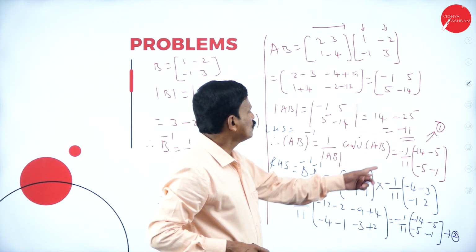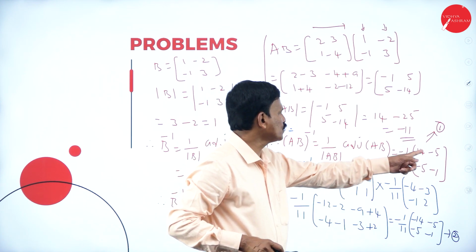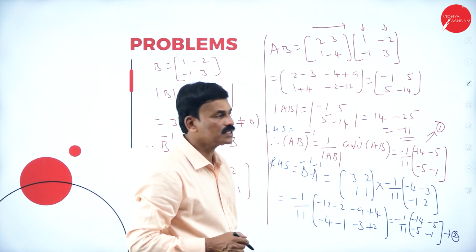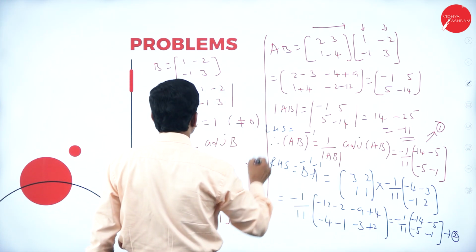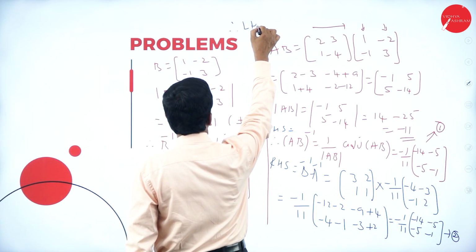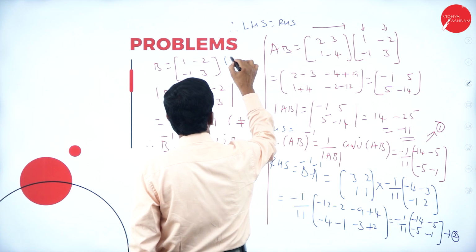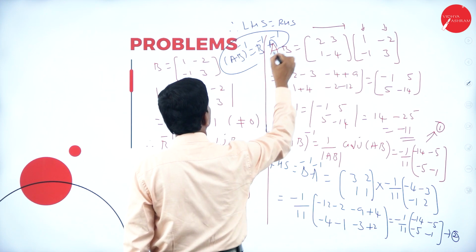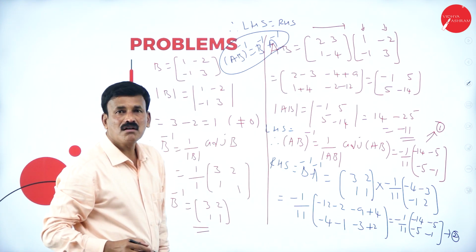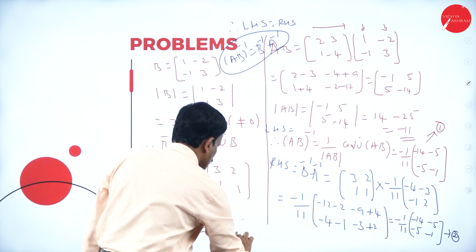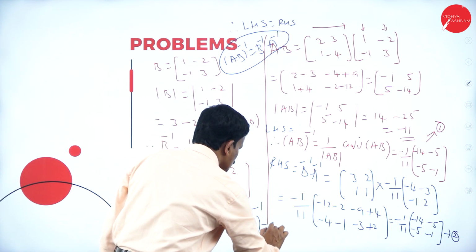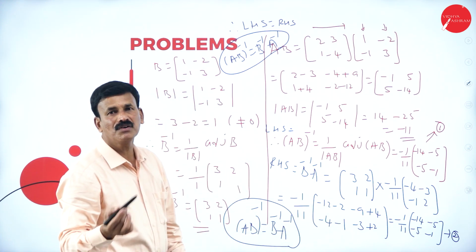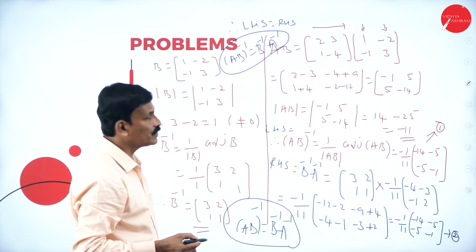See equations 1 and 2. Equation 1 contains minus 1 by 11 into [-14, -5; -5, -1]. So from 1 and 2, LHS and RHS are the same. Therefore, AB whole inverse is equal to B inverse into A inverse. This is called the reversal of inverses. It is a very important problem for 7 or 8 marks.